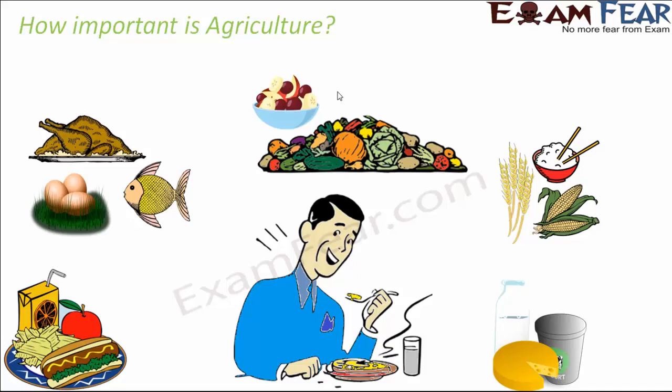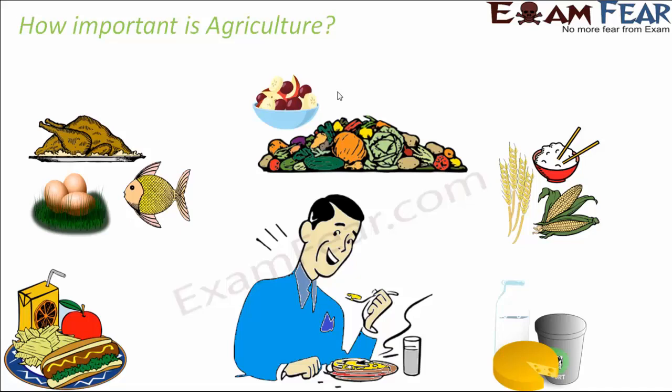Now just think about it. We all eat fruits and vegetables. Say you eat one apple every day, or any other fruit or vegetable, whatever you eat every day. From where do you get them? Your mom prepares them for you. But from where do you get the vegetables? Maybe from the vegetable market, right?